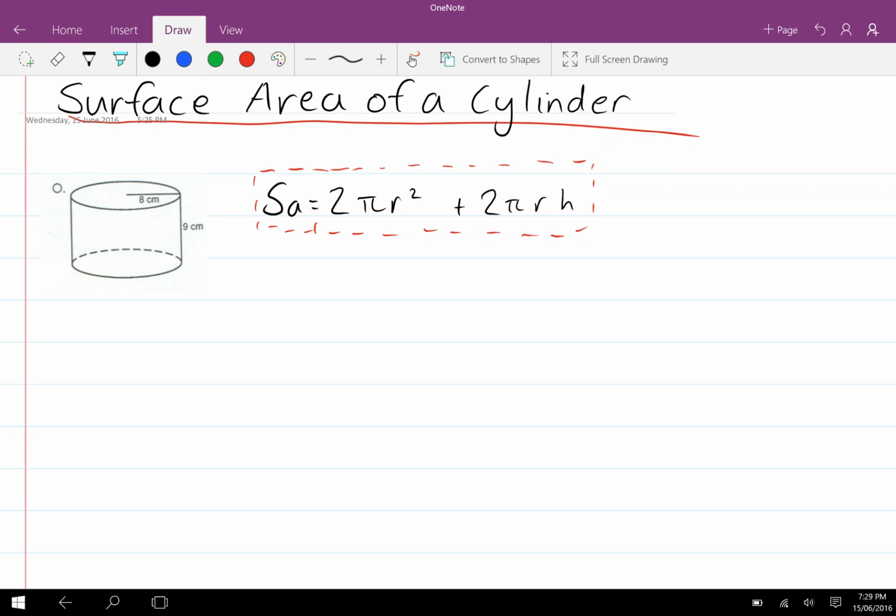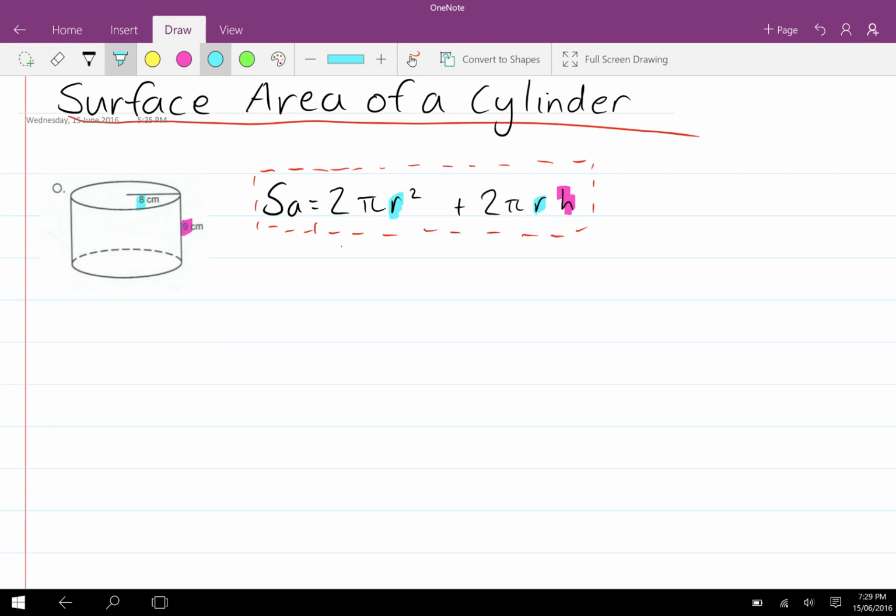The two things you need to make this formula give you an answer are a radius, which is the length from the middle of the circle that makes the cylinder a cylinder to the outside, and a height, which is the height of the cylinder. The formula is 2 pi times r squared, the radius of the cylinder, plus 2 pi r, the radius of the cylinder, times the height of the cylinder.